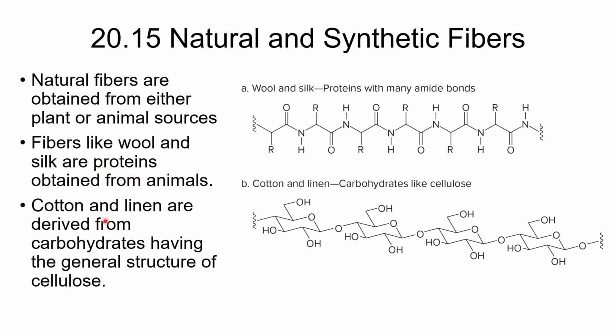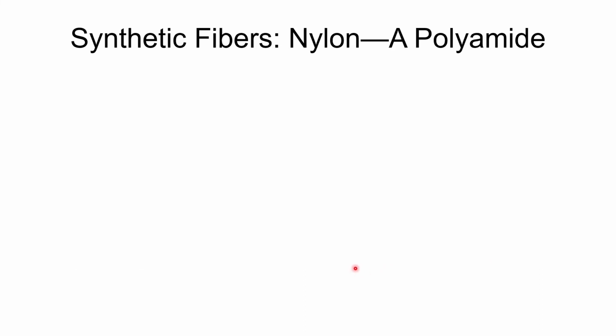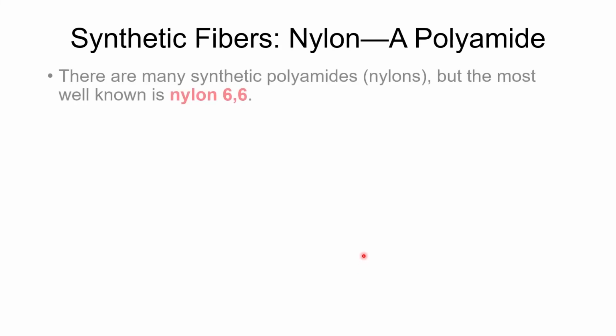They're derived from carbohydrates. They're like the carbohydrates in cellulose, and those tend to have these big long chains. They're polysaccharides essentially. All right. When it comes to synthetic fibers, there are a lot of options that we can use, and one type are called condensation polymers, and the most common one of these is nylon. And so nylon is a condensation polymer.